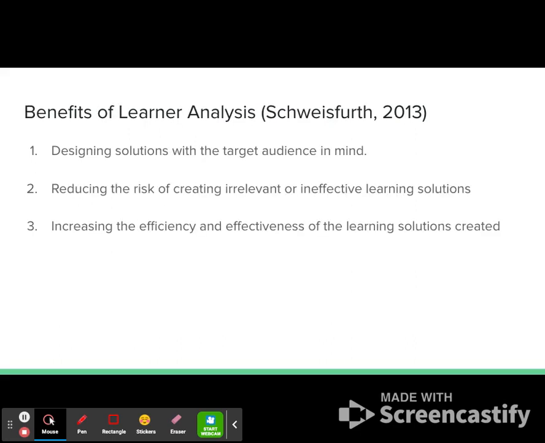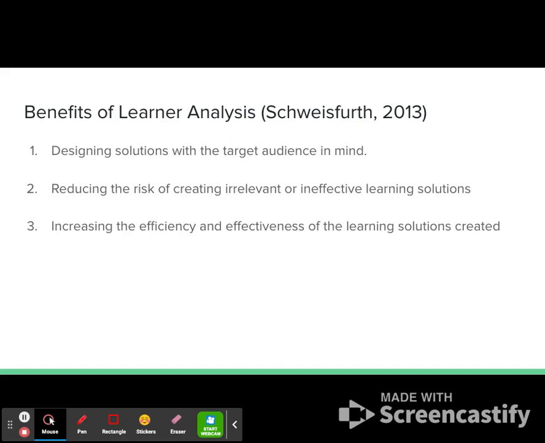Now that we've discussed the steps involved in learner analysis, let's explore why this process is so critical to the success of any learning solution, according to Schweisfurth in 2013. First and foremost, learner analysis ensures that learning solutions are designed with the target audience in mind. By identifying the audience's characteristics, needs, and preferences, we can design learning solutions that are relevant, engaging, and effective.